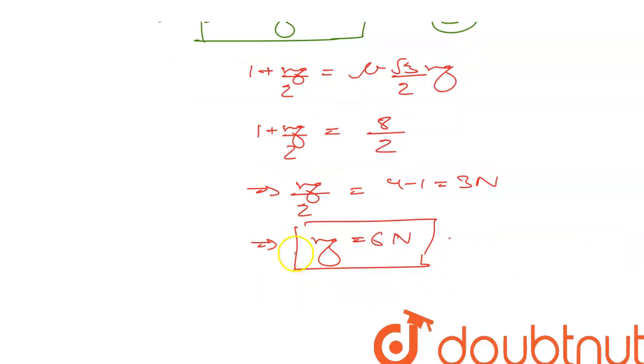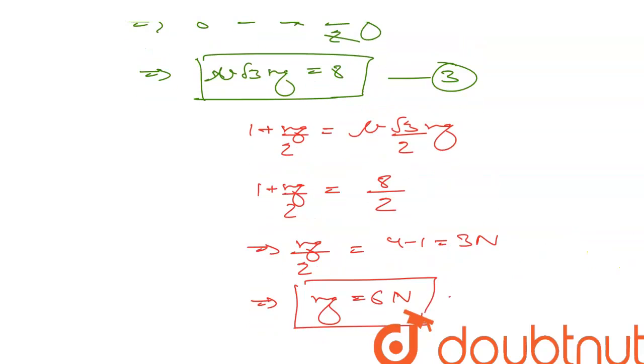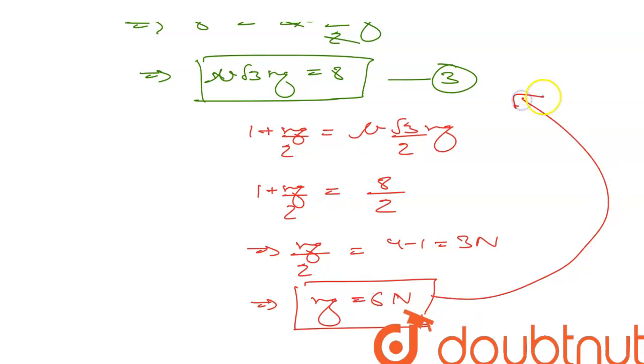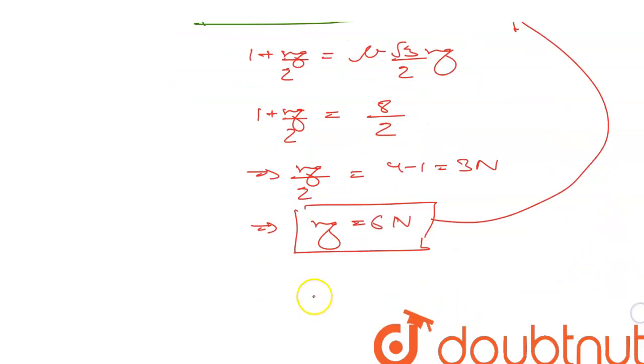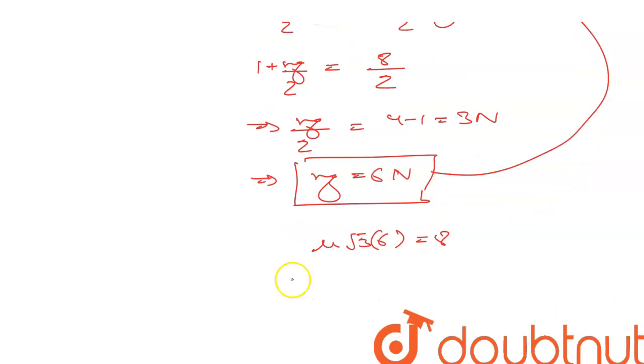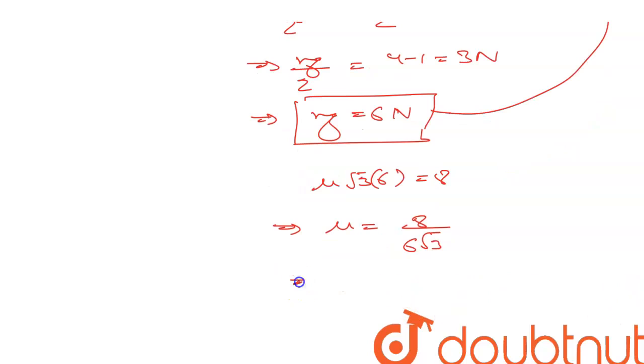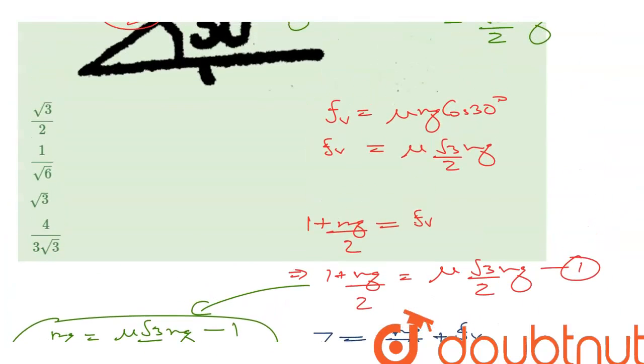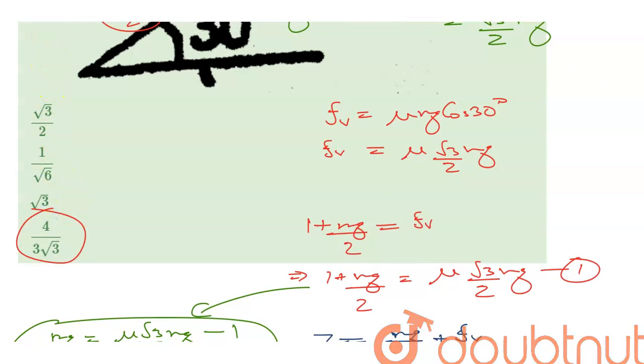Now I'll put this value back into equation number 3. So mu times root 3 mg is 8, and mg is 6 newtons, which means mu is equal to 8 upon 6 root 3, which means mu is equal to 4 upon 3 root 3, which is our answer. So option number D.